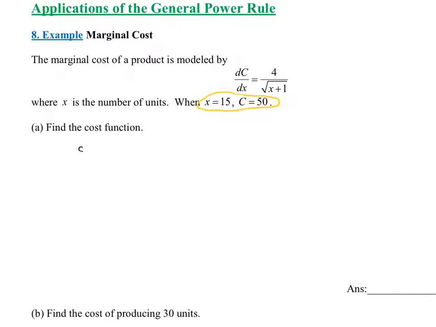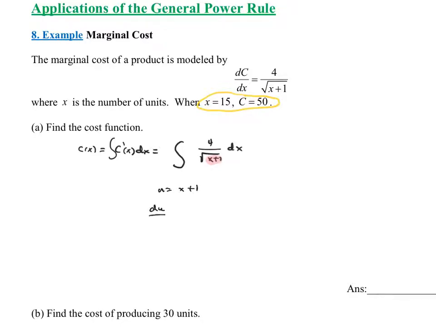Again, to find the cost function, what you do is you integrate the marginal cost function with respect to x. So in this case, we're going to be integrating 4 over the square root of x plus 1 with respect to x. Well, this isn't just x raised to some power, it's actually x plus 1 raised to some power. Anytime it's not just x, I'm going to have to use something different, like u substitution. So here let's try to make u equal to the inside. Well, the inside is x plus 1.